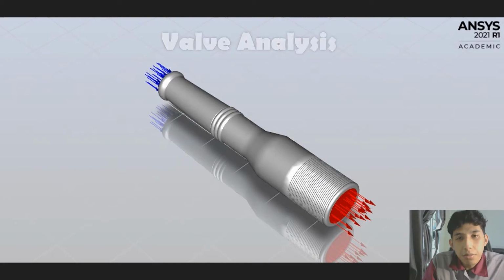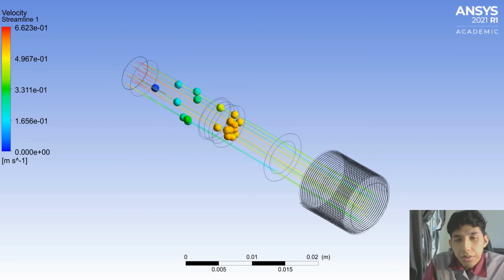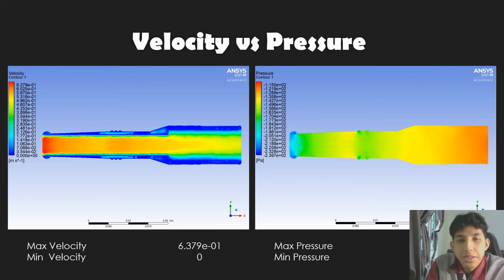Then I will talk about valve analysis. The analysis is done via analysis of the valve. This is the simulation of how the coolant will travel in our system. The mass flow rate of the system is 0.01 kg per second, which we calculate manually using a formula. When the velocity is high, the pressure is low, and vice versa. As you can see, these two images show the velocity and pressure.